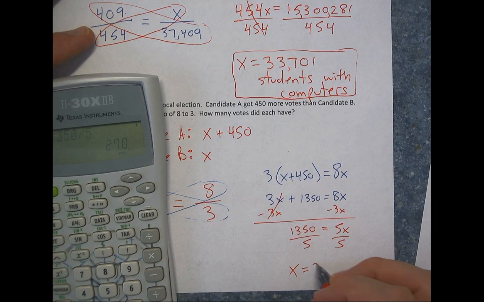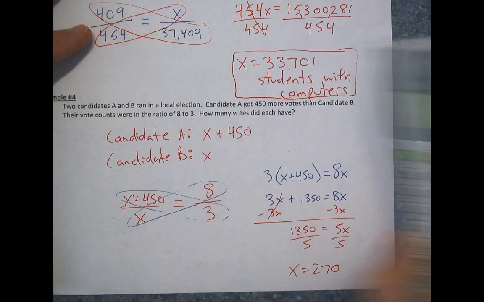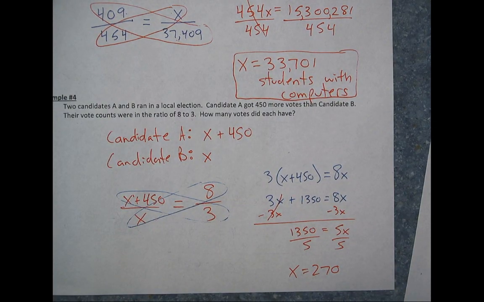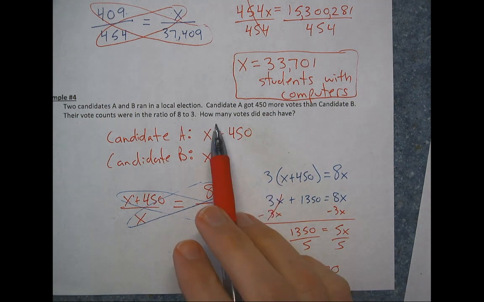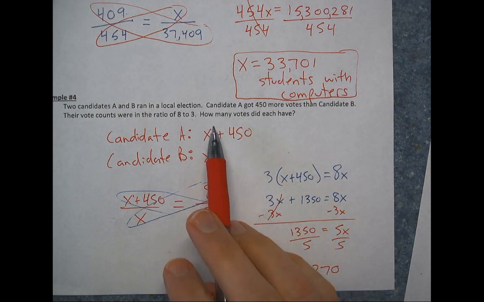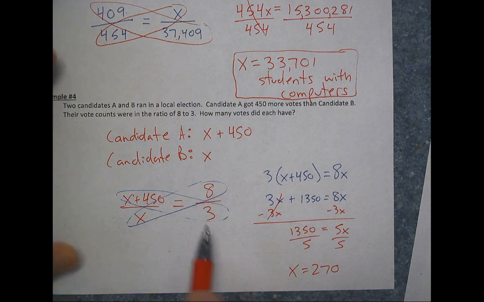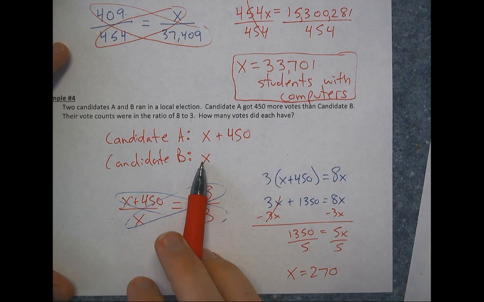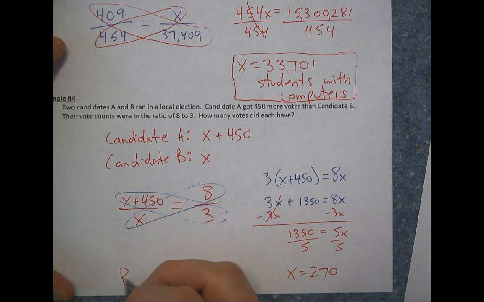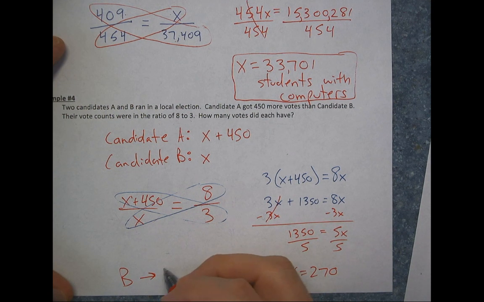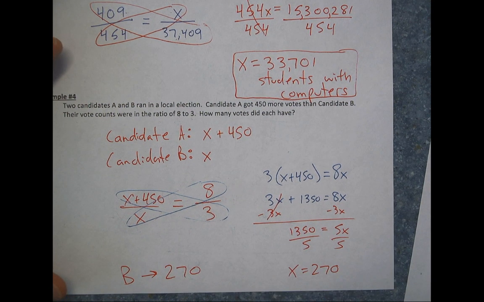So x equals 270. Now, it's very easy to just stop there and move on, or just go check the answer key at this point. But let's make sure we answer the question. We haven't yet. It says, how many votes did each get? So candidate B is represented by X. So B has 270 votes.